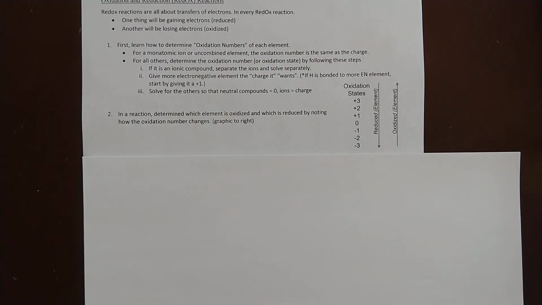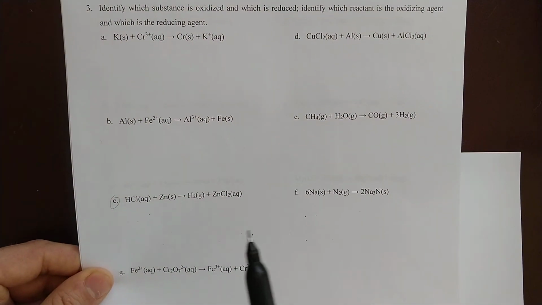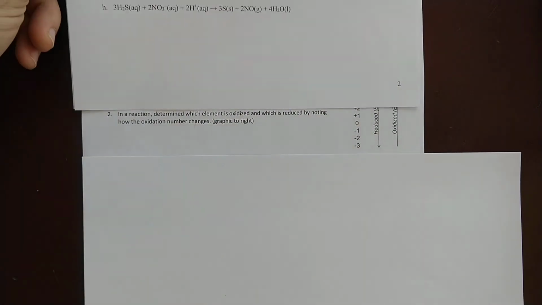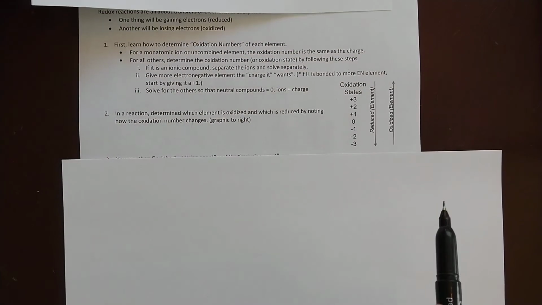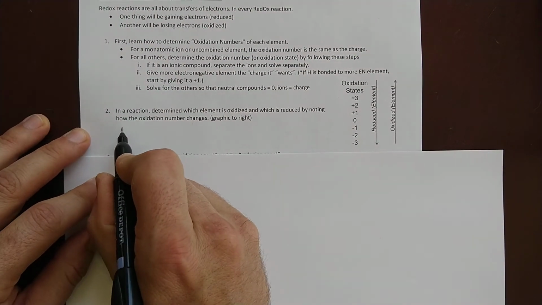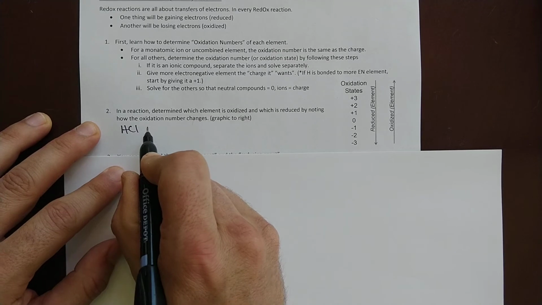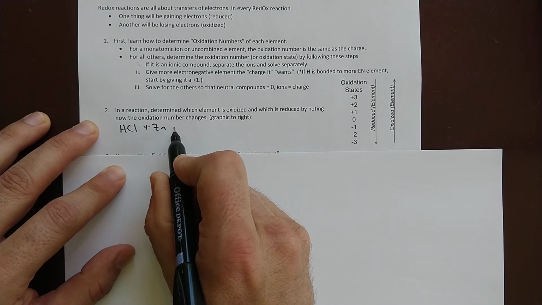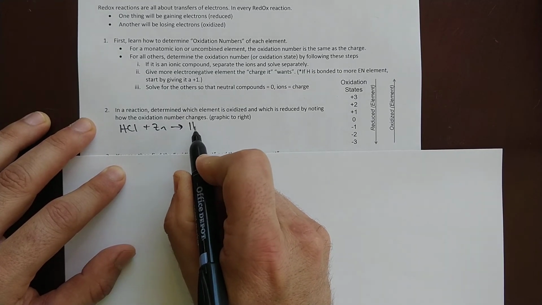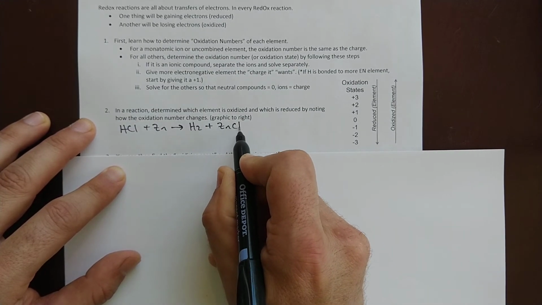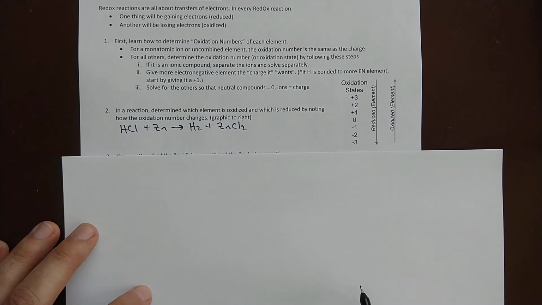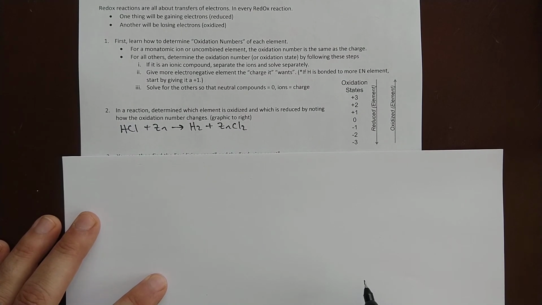So let's work on the problem from the worksheet. We'll work on problem C here, and I'll just go ahead and write it in on the nutshell sheet so that you can track what we're doing here. So the reaction is that HCl reacts with zinc to form hydrogen gas and zinc chloride. And we're trying to find out which element is oxidized and which element is reduced.